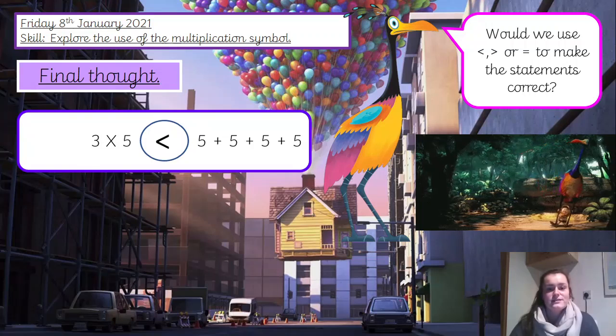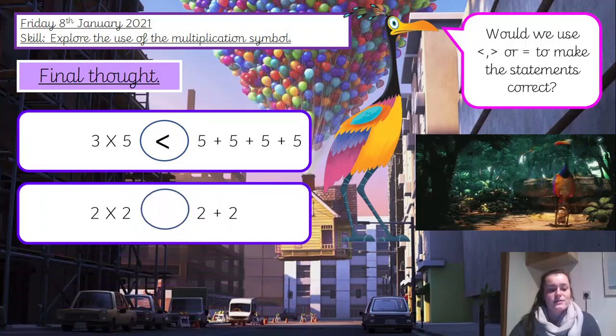You can write these into your books if you want to. Let's have a go at this one. 2 times 2, is that less than, greater than, or equal to 2 add 2? Well done, it is equal, because 2 multiplied by 2 is the same as 2 add 2.